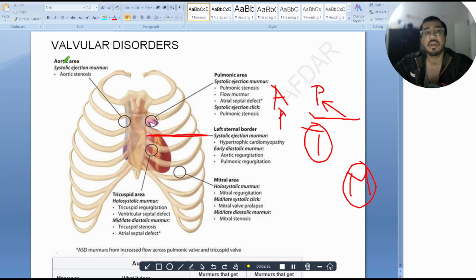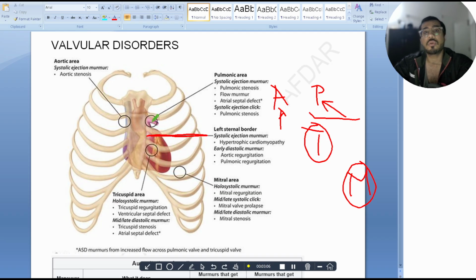Other than that, it's really easy. The A area is for aortic stenosis, the P area is for pulmonic stenosis, the A and P regurg, that already represents that it's aortic and pulmonic regurg sound between the P and T, and the T is for tricuspid stenosis, tricuspid regurg. M is for mitral regurg, mitral stenosis, mitral prolapse, everything associated with the mitral valve. And as I told you, ASD, ASD, VSD.